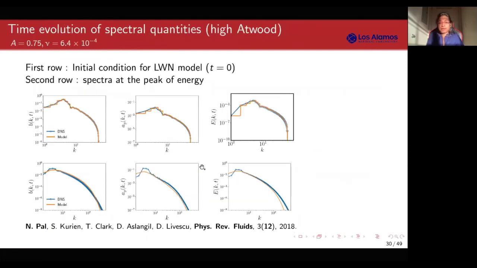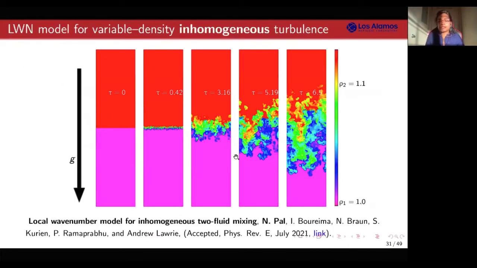And we see the spectral evolution is also very well captured. And now, inspired with the success of the homogeneous turbulence, we extended our model to study inhomogeneous turbulence. And here the system setup is a typical Rayleigh-Taylor setup, where we have a heavy fluid sitting on top of a light fluid and gravity is pointing downwards. Now, this system is inhomogeneous in the vertical direction. We call it the Y direction.